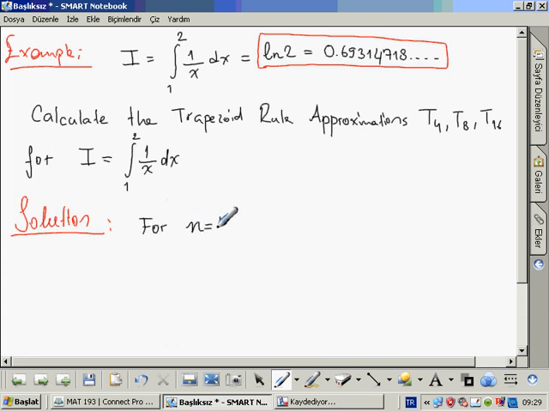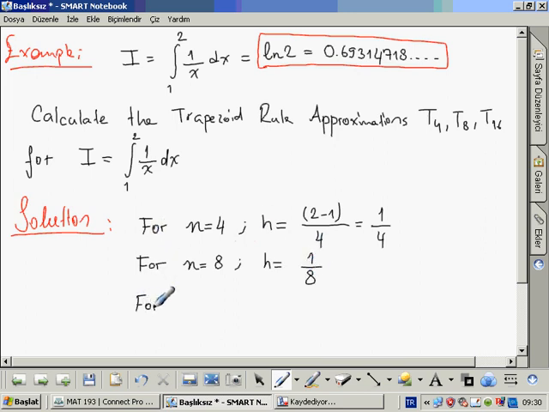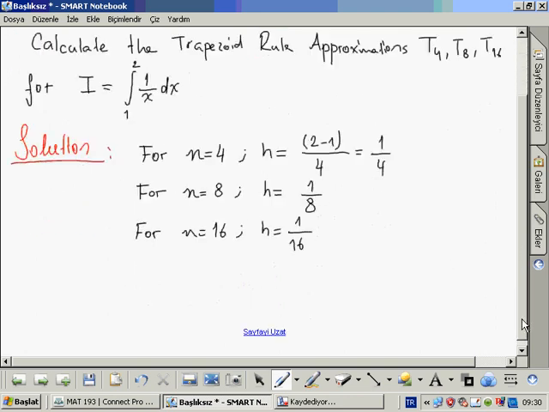For n equals 4, h equals (b minus a) over n, where b equals 2 and a equals 1, so (2 minus 1) over n, which is 4, so h equals 1/4. For n equals 8, h equals 1/8, and for n equals 16, h will be 1/16.